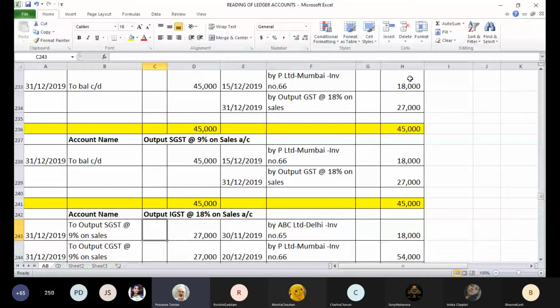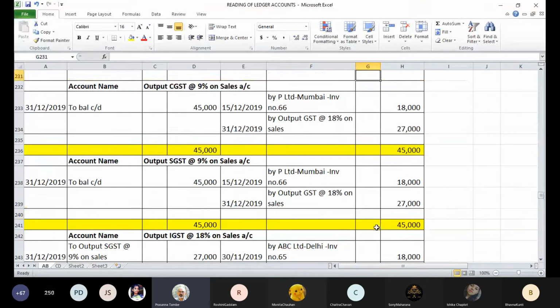We debit the customer. Who is the customer? ABC Limited. How much amount should we debit to the customer account? 1,18,000, the entire amount of the invoice. 1 lakh plus 18,000 is the complete amount of the invoice, the full value of the invoice. Out of that, 18,000 will be credited to the output GST account because it is IGST at 18% on sales. So 18,000 will be credited here.